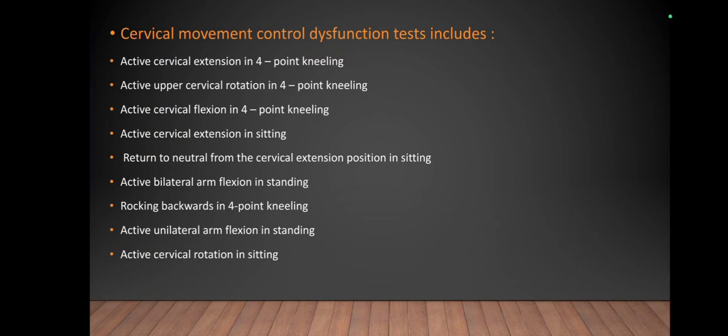Cervical movement control dysfunction test includes active cervical extension in 4-point kneeling, active upper cervical rotation in 4-point kneeling, active cervical flexion in 4-point kneeling, active cervical extension in sitting, return to neutral from the cervical extension position in sitting, active bilateral arm flexion in standing, rocking backwards in 4-point kneeling, active unilateral arm flexion in standing, and active cervical rotation in sitting.